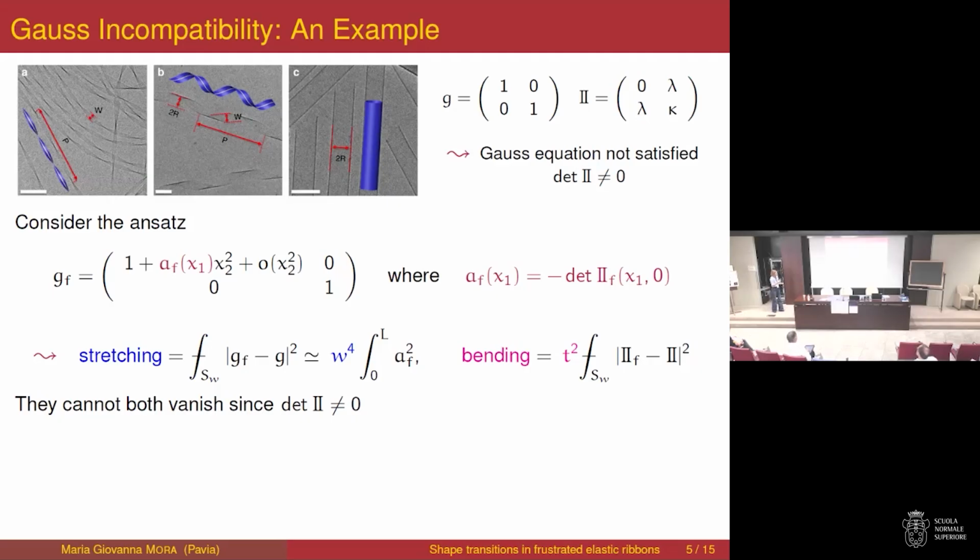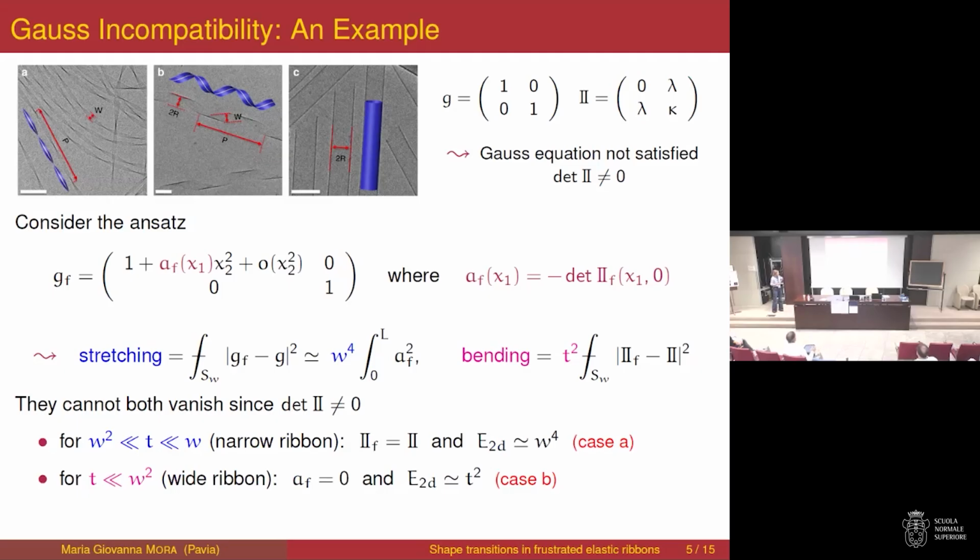Okay, so now let's plug these ansatz into the energy. What we see is that the stretching energy, because of this structure, is of order w to the power 4, unless this determinant is 0, while the bending energy is of order t squared, unless the second fundamental form coincides with the target one, with the target curvature. And the point is that these two terms cannot both be equal to 0 because of the Gauss incompatibility. So when we minimize the energy, we have a competition between these two terms.